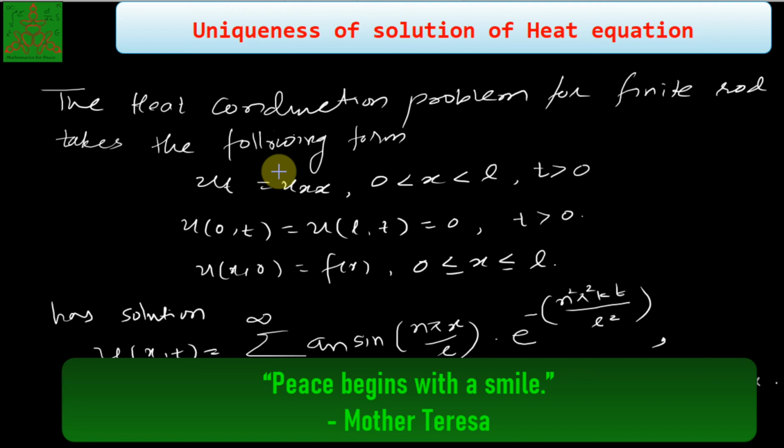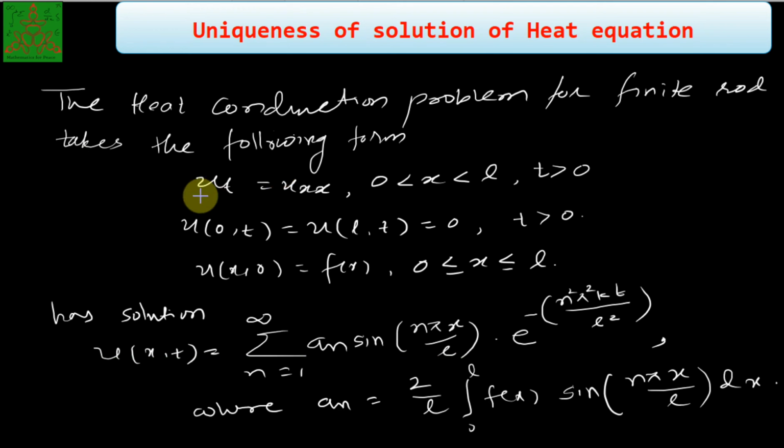The objective of the video is to present the uniqueness of the solution for the heat equation for a finite rod. In my previous video, we already discussed the solution of the heat equation, represented as ut = k uxx.